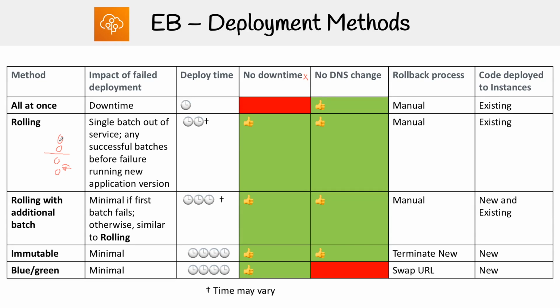So what you're going to want to do is use rolling with additional batch. Rolling with additional batch is very similar to rolling. So it's going to work in batches, but instead of taking a batch out of service, it's going to add a new batch. And once this one is good and running, it just kills an old one. And so this way you always have at least the minimum amount of servers you need running to meet your capacity needs. But rolling back for these methodologies can be difficult.